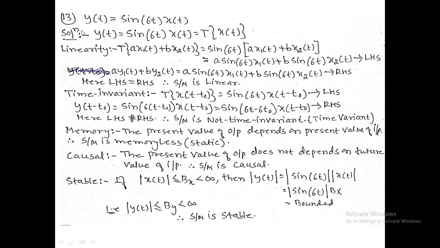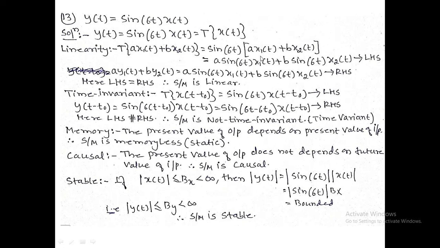Go for the 13th problem. Y of t equals sin of 6t multiplied with x of t. Bring it into the standard form of the system. The system operating on the input signal equals sin of 6t multiplied with the input signal. In case of linearity, the system operating on the input signal equals sin of 6t multiplied by the input.